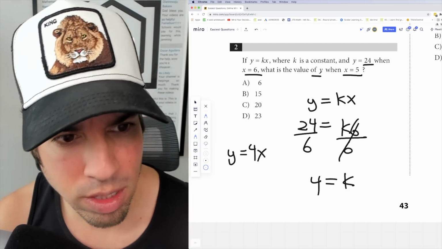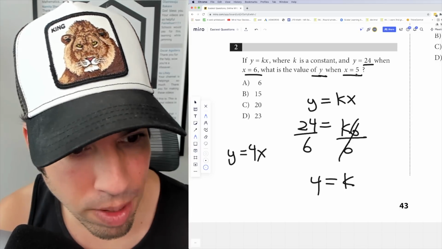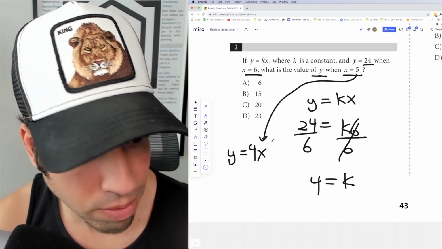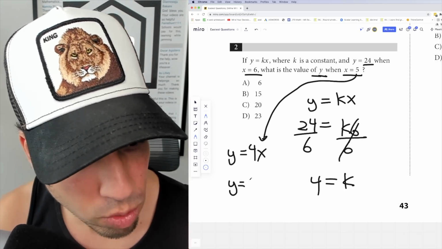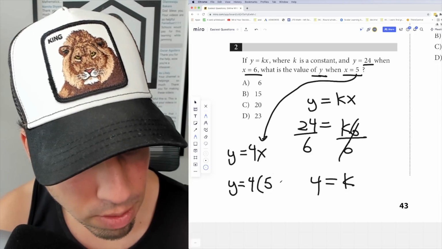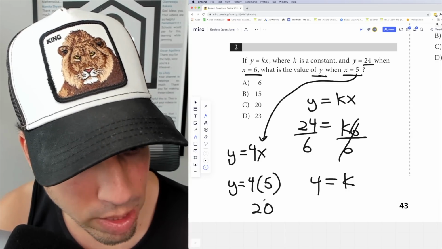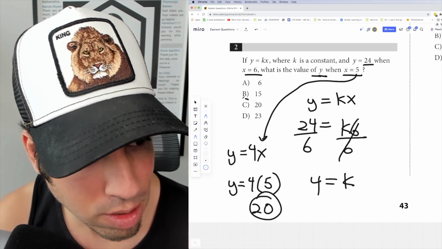Then it says, what is the value of y when x equals 5? Well, guess what? I'm just going to plug in 5 for x here. y equals 4 times 5, which is 20. That is the winner. C, done.